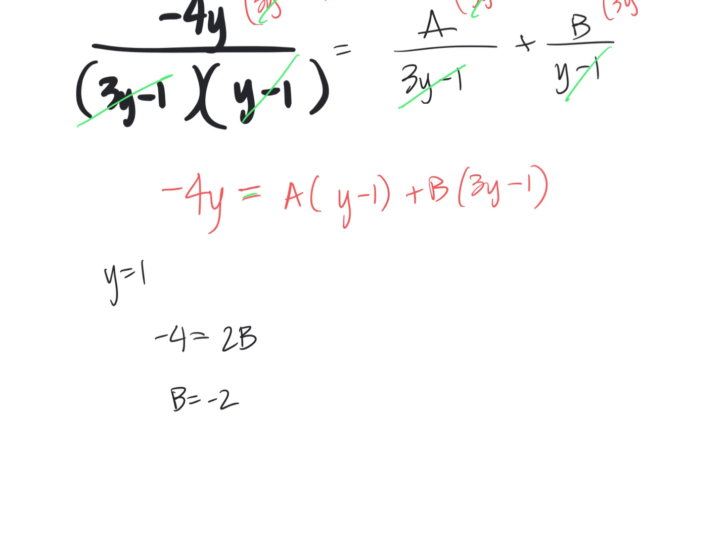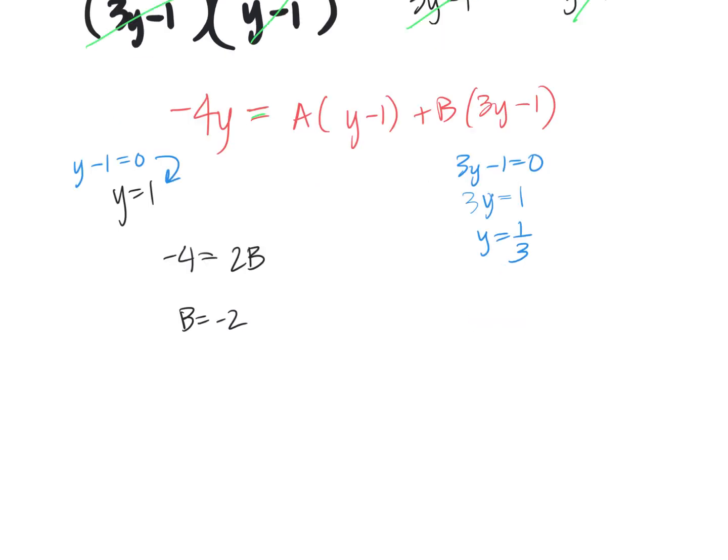So as Charlie brought up before, we got y equals 1 because we set y minus 1 equal to 0. That's how we got that. What am I going to get over here if I've got to set 3y minus 1 equal to 0? Gross. This one's gross. What'd you get, Sammy? Yeah, add 1 to both sides, divide by 3. My y is going to be 1/3. That's disgusting.